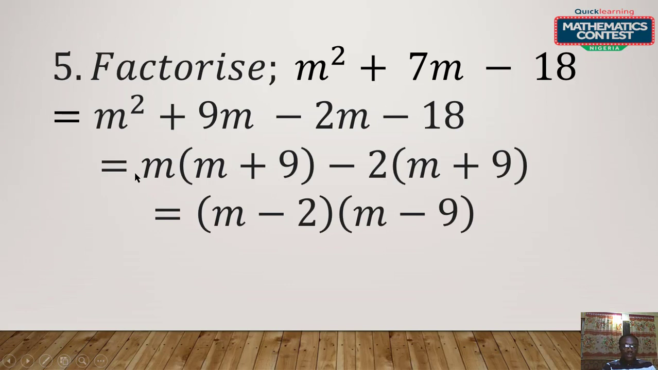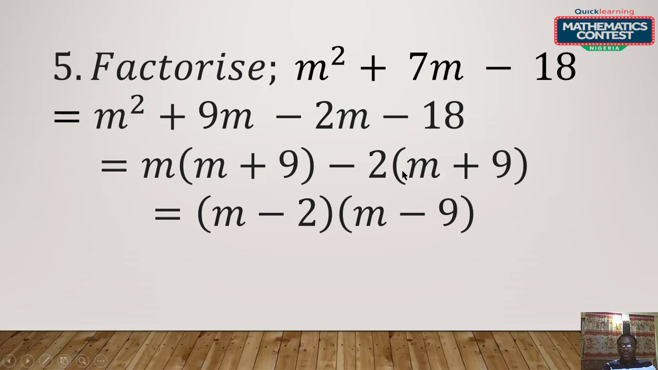So for these two terms, what is common is m. So we have m into the bracket m plus 9. Then for this term, what is common here is minus 2. So minus 2 into the bracket m plus 9. Observe, all I have in this bracket and this will always give you the same thing.